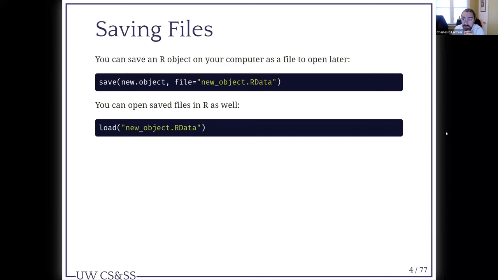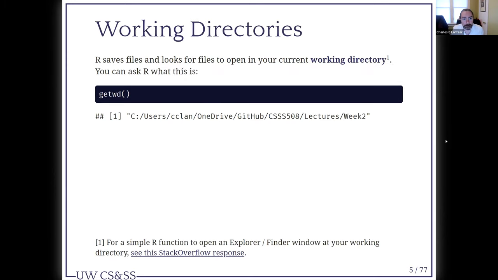Okay? So an obvious question to this is where exactly are these files being saved to and loaded from? Okay. So if you save something, it's going to go somewhere on your computer. R has places it likes to put things by default. So where R is saving files and looking for files is your current working directory.